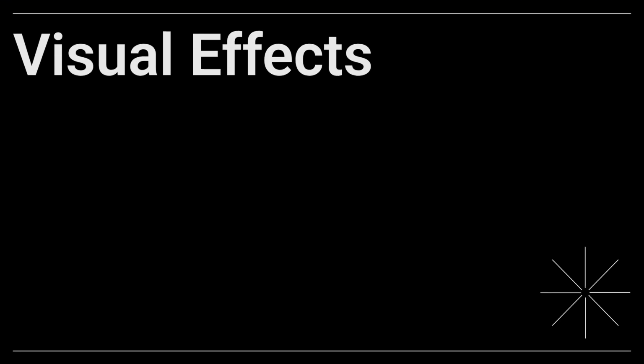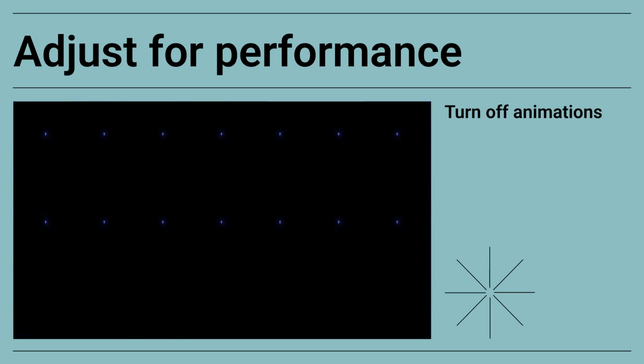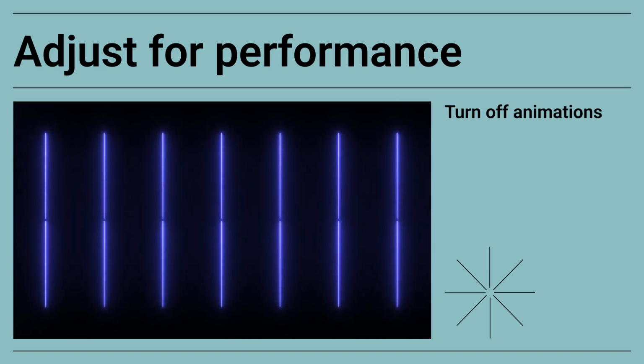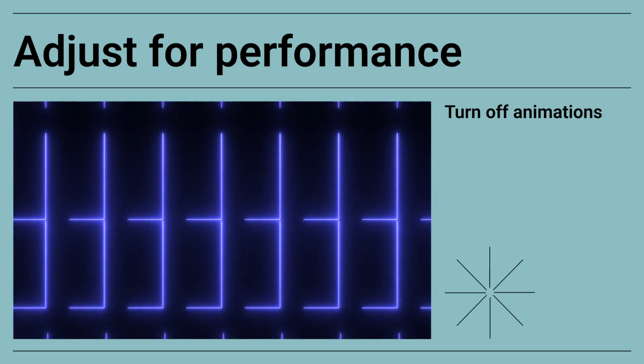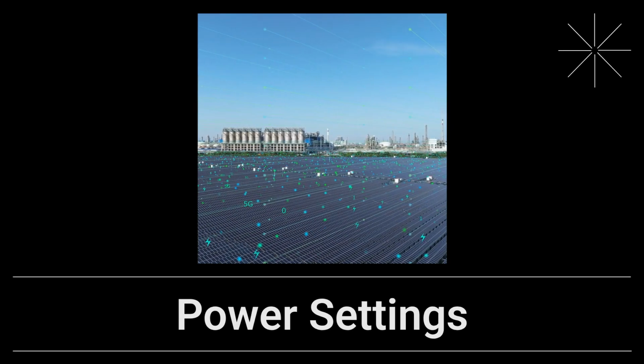Next up, visual effects. While visually pleasing, these effects also use up processing power. Search for "Adjust the appearance and performance of Windows" and select "Adjust for best performance" to disable animations, shadows, and other unnecessary visual effects. A commonly overlooked setting is power settings.